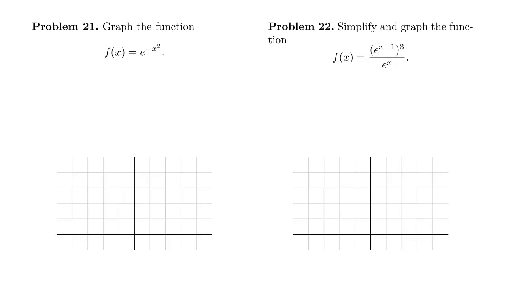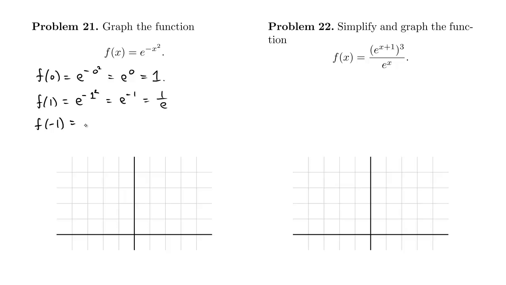The next function I'd like to graph is e to the minus x squared. Let's evaluate this function at 0, 1, and minus 1. F at 0 is e to the minus 0 squared, which is e to the 0, or just 1. F at 1 is e to the minus 1 squared, or e to the minus 1. This is 1 over e. Also, if you evaluate f at minus 1, you get the same answer out. 1 over e is a little larger than 1/3, so we can draw the points 1, 1 over e and minus 1, 1 over e on our graph.